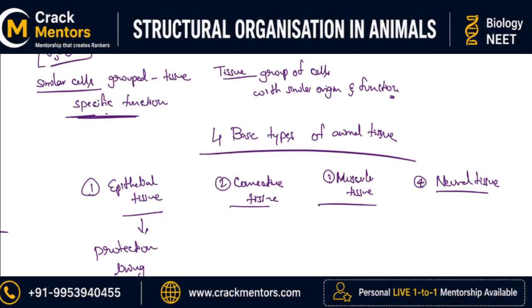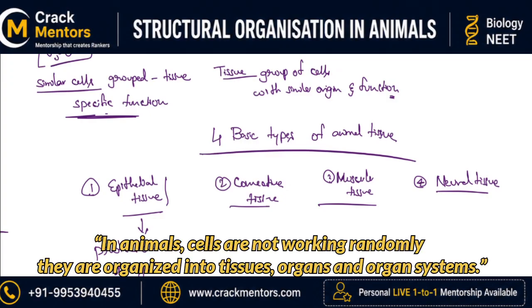Will come under the epithelial tissue. The major function of epithelial tissue is to provide the lining, protection and absorption. Coming to the connective tissue, it does help in support, binding.